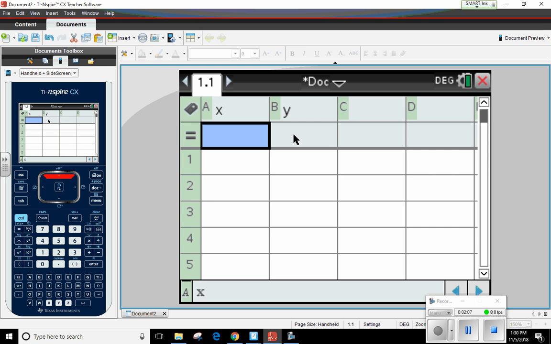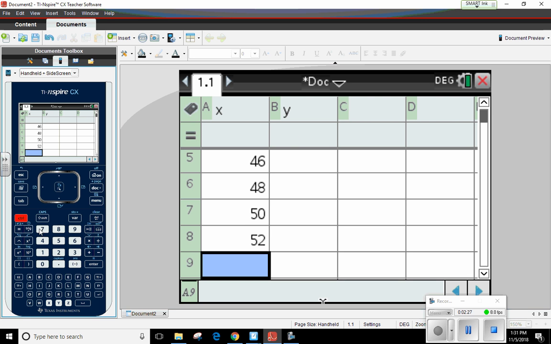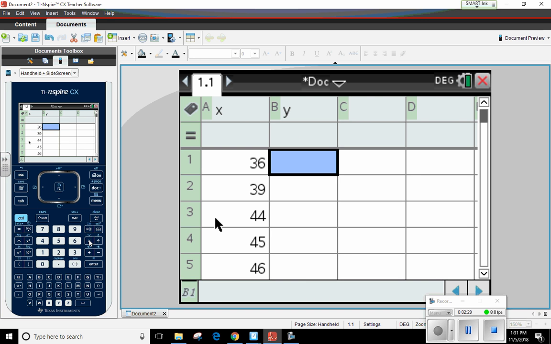Now, remember, when you go ahead and plug this information in, we go ahead and avoid this equals row. We're just going to avoid it. So, looks like I have 36, 39, 44, 45, 46, 48, 50, and 52. All right. Now I got that little shortcut. I'm going to hit Control 7. Gets me right back up to the top.